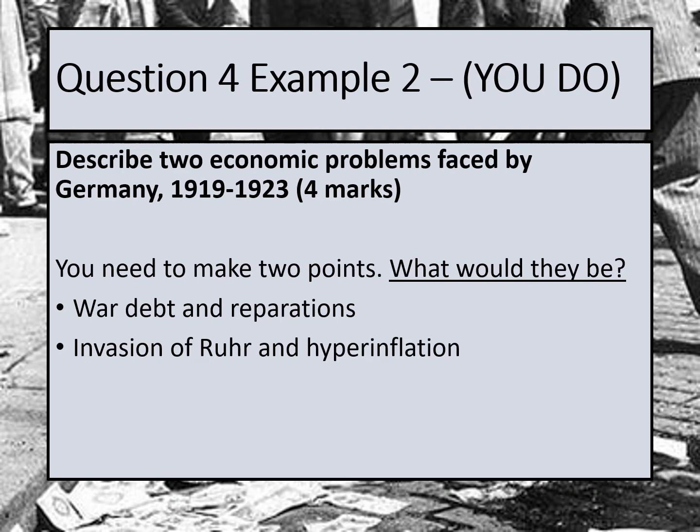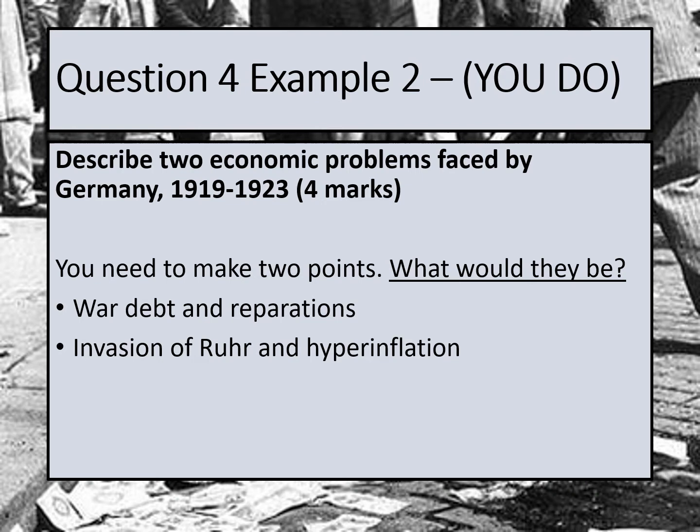So I think that war, debt and reparations are one economic problem that the government has to deal with in Germany, and the second problem is the invasion of the Ruhr and hyperinflation, which links with that. Don't forget that you can talk about how war, debt and reparations affects the government, so why it's a problem, and also talk about why the invasion of the Ruhr and hyperinflation was a problem for the government as well. And you don't need to write in loads of depth though, guys, because it is only a 4 marker. This is meant to be a 5-minute job.